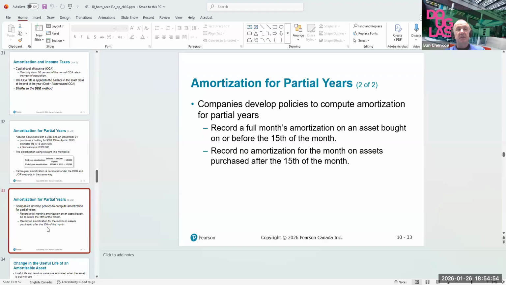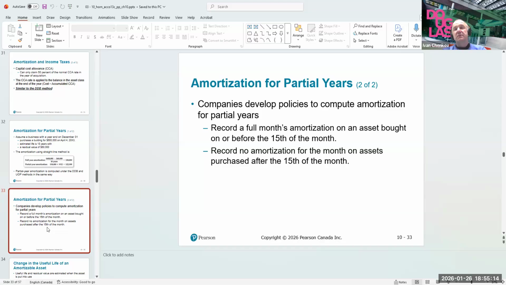Obviously, since you're going to purchase assets in different periods of time, different months of the year, those two methods, if you apply consistently, they're going to offset each other eventually, and there will be no benefits or no disadvantages of using this method.